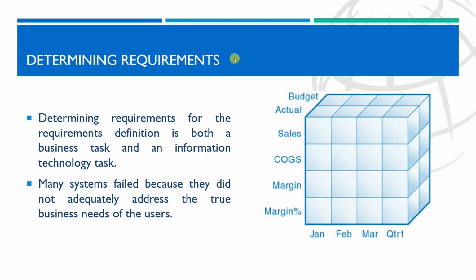However, many systems failed to deliver performance benefits because users simply automated an existing inefficient system, and they failed to incorporate new opportunities offered by technology. Therefore, the most effective approach is to have both business people and analysts working together to determine business requirements. Sometimes, however, users don't know exactly what they want, or most of the time they don't know that. And analysts need to help them discover their needs.